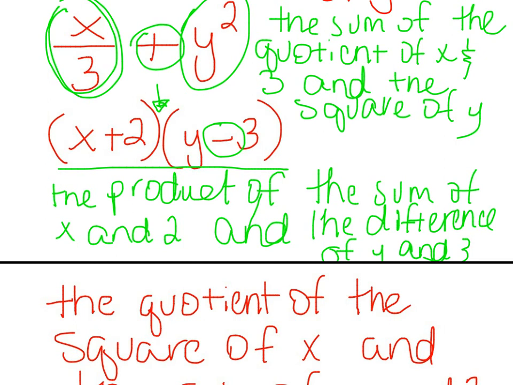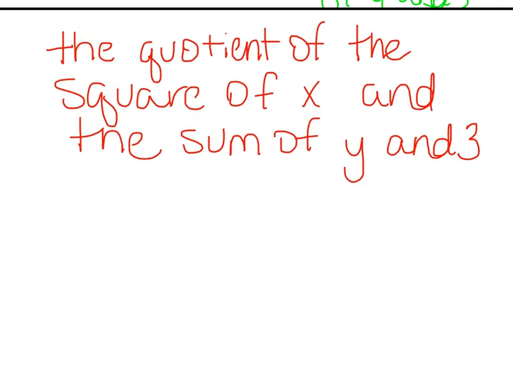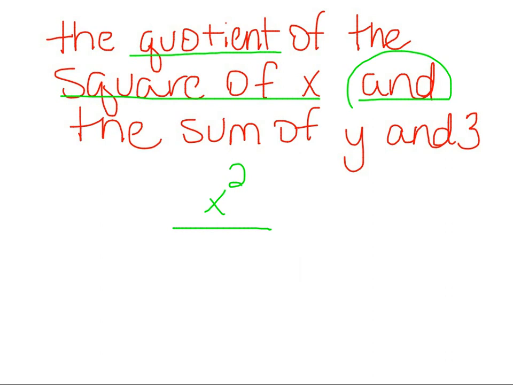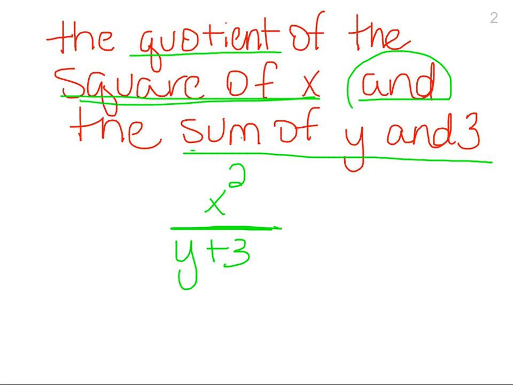So Peyton, just do your best on this. It is tricky. On this one, you're going to be given the words, and you're going to write it into algebraic expressions. So the quotient of the square of x and the sum of y and 3. You have the quotient, which means you're going to be dividing, and the first thing it says is the square of x, so we're going to put that on top, x squared. Then the other thing is the sum of y and 3. When you sum, you're adding, so y plus 3 goes on the bottom, because you're doing the quotient of these two things.